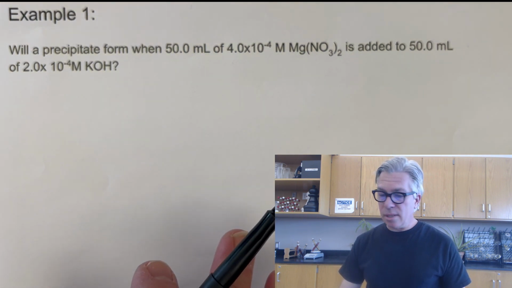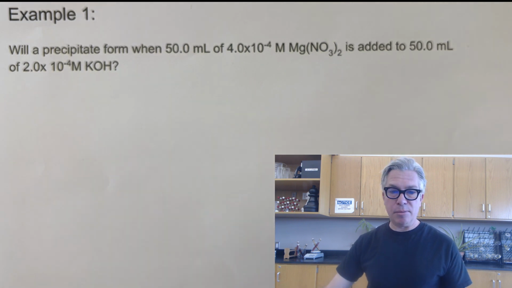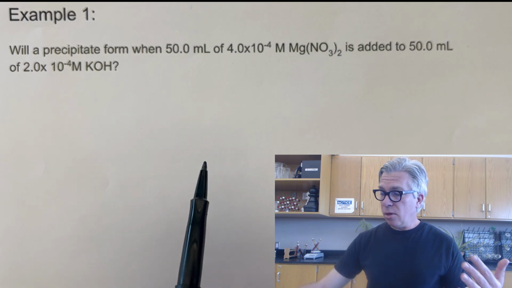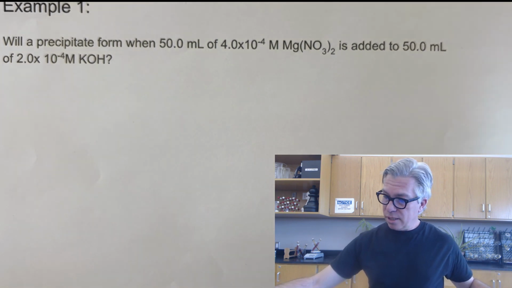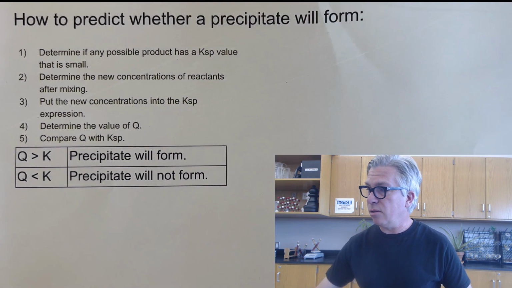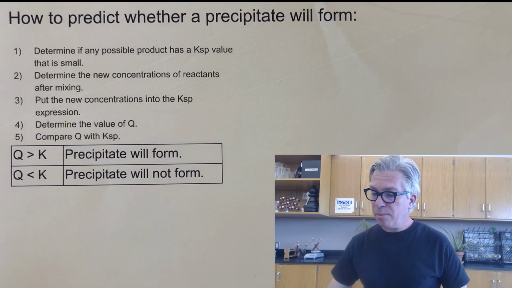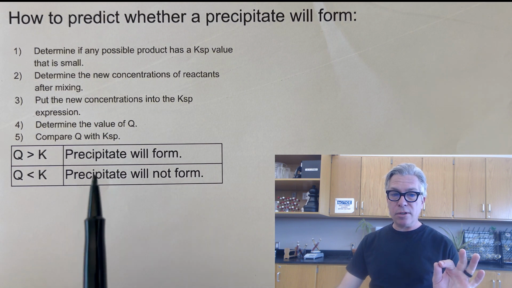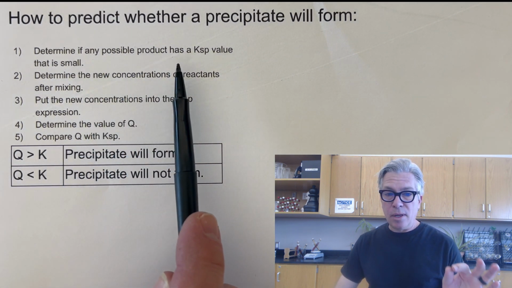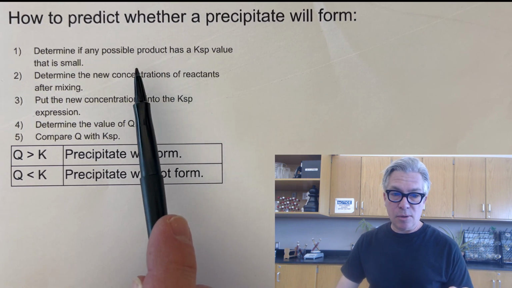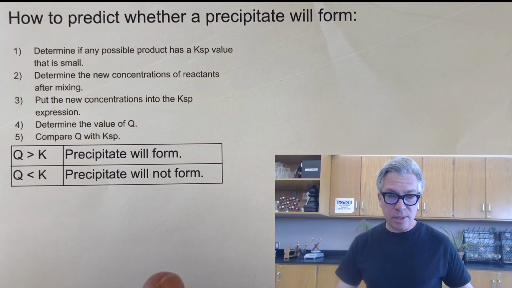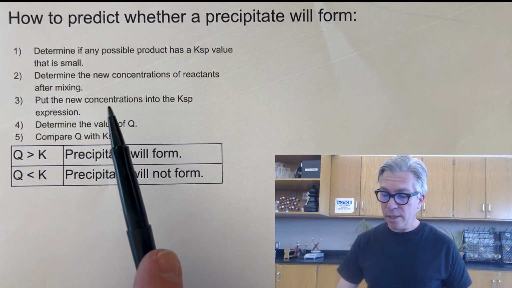And here we wanted to think about the steps we would take to do this. A lot of people would get to this type of question and maybe not even know where to start. So I've created a little list of steps, and if you feel like pausing the video and writing these down, you totally can. How to predict whether a precipitate will form. First, we have to determine if there's anything insoluble that would have a KSP value that is small. Typically, these would be listed as insoluble on a solubility chart. We'll look at one in a second.